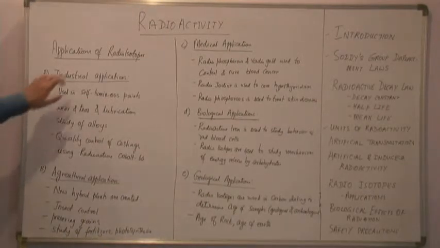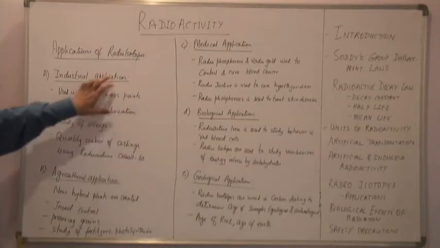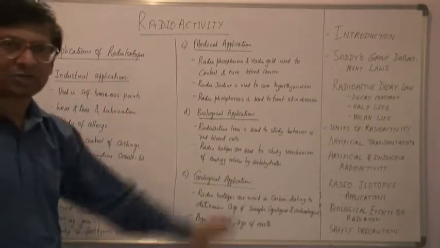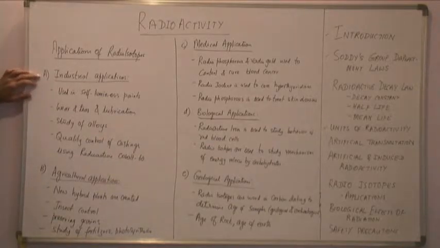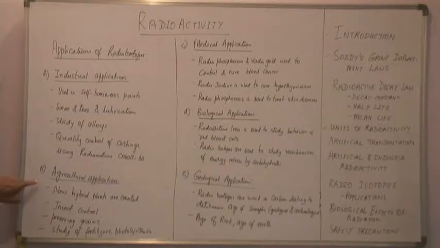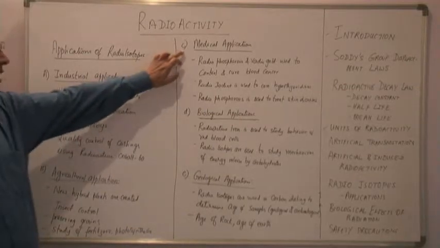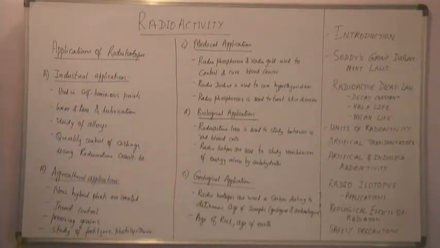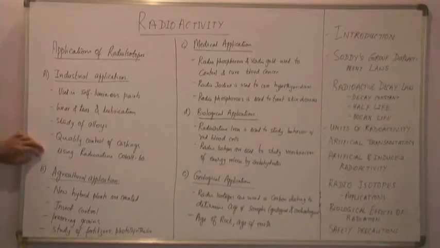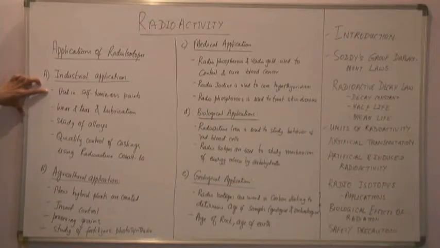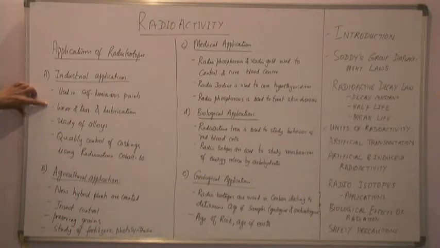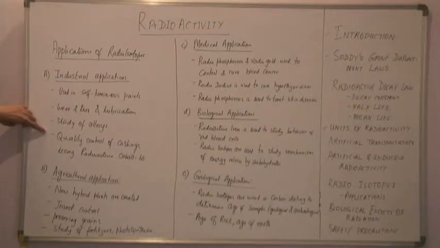We'll now look at some of the applications of radioisotopes. I have listed them over here. They are broadly classified into industrial, agricultural, medical, biological and geological applications. Under industrial applications, first, it is used in self-luminous paints. Then it's used in wear and tear and lubrication. Then the study of alloys and quality control of castings using radioactive cobalt-60, etc.